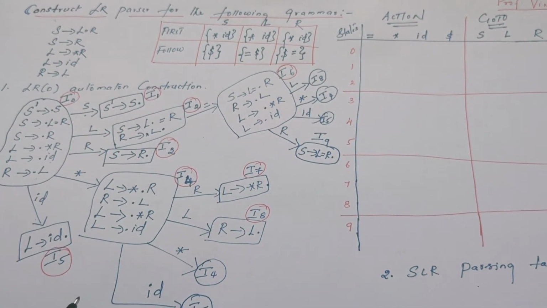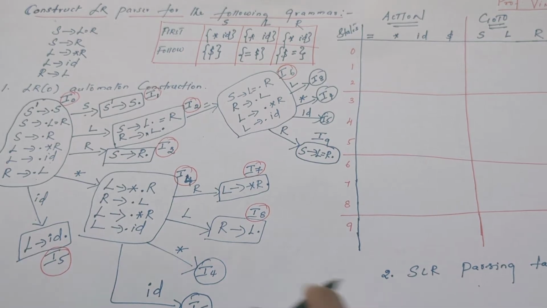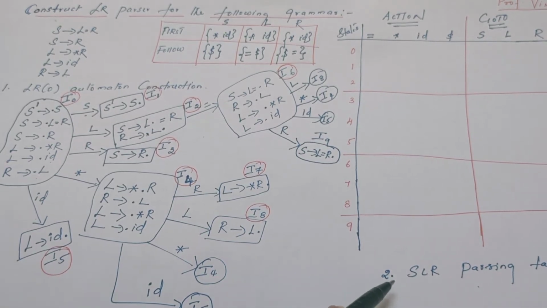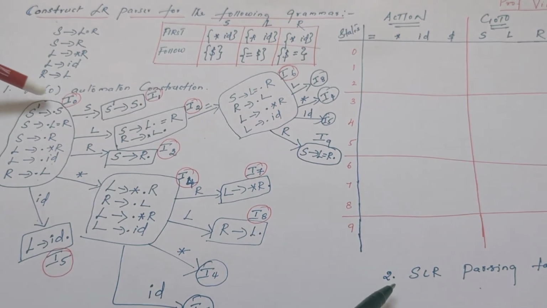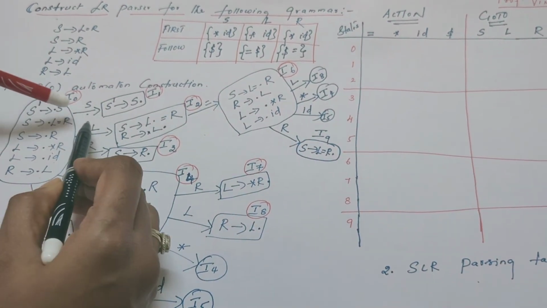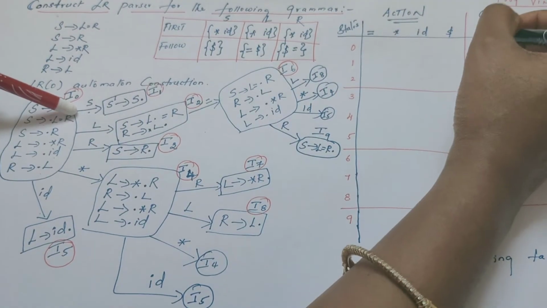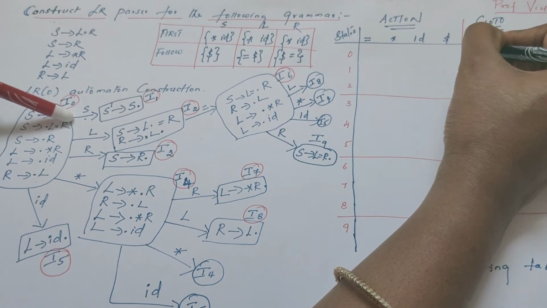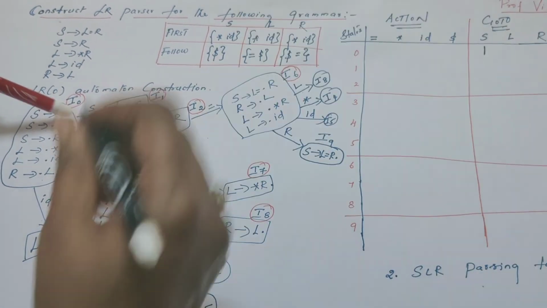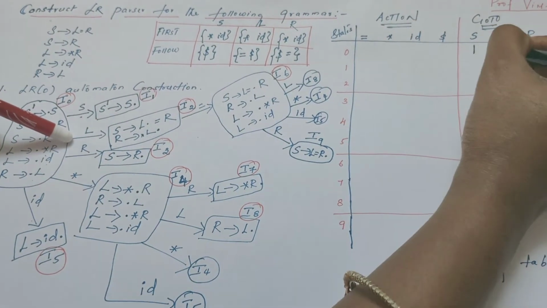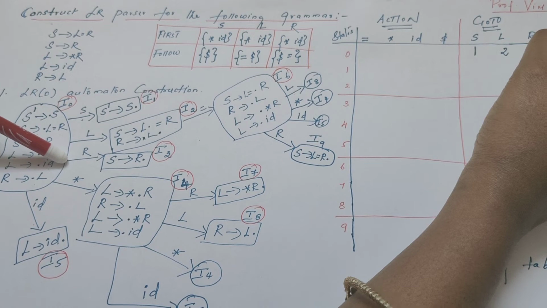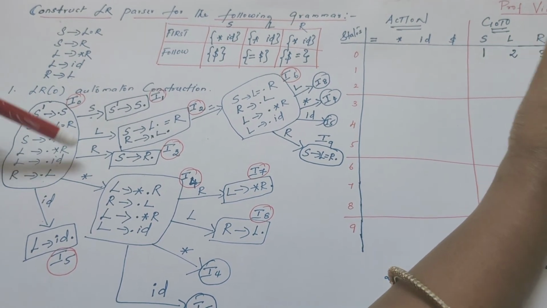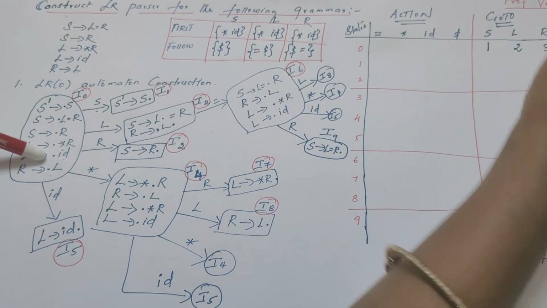Now we are moving on to the second step, which is nothing but filling the SLR parsing table just by looking into the LR0 automaton. From I0 on reading S, it goes to state 1, so let me write 1 here. From I0 on reading L, it enters into state 2. From I0 on reading R, it enters into state 3. So I have entered 3.